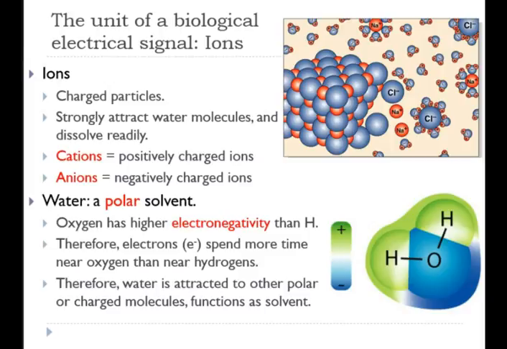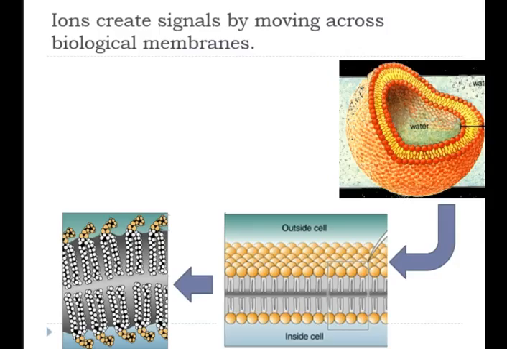So we're interested in ions, ultimately. And the thing that ions do that is so interesting to us in terms of being able to drive or cause electrical signals on a cellular membrane is they have to cross membranes. And that's kind of an interesting problem.